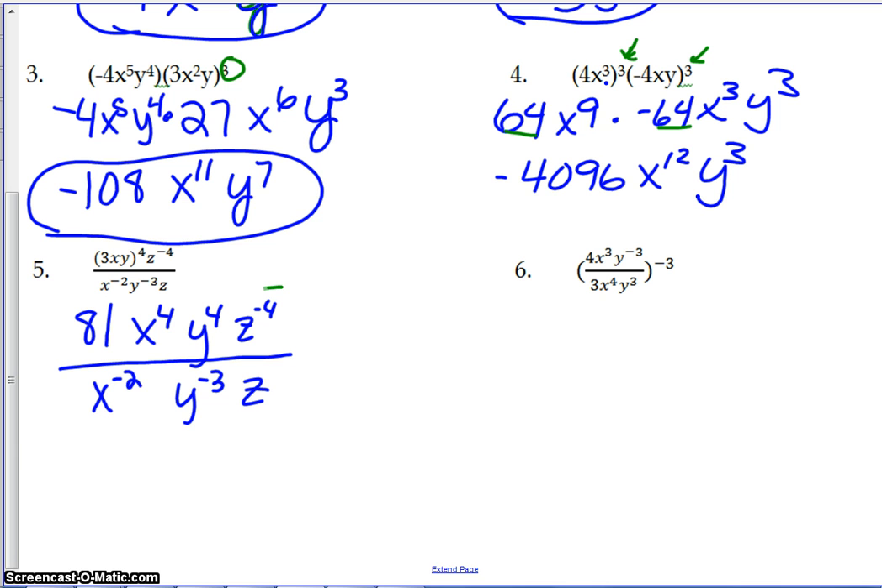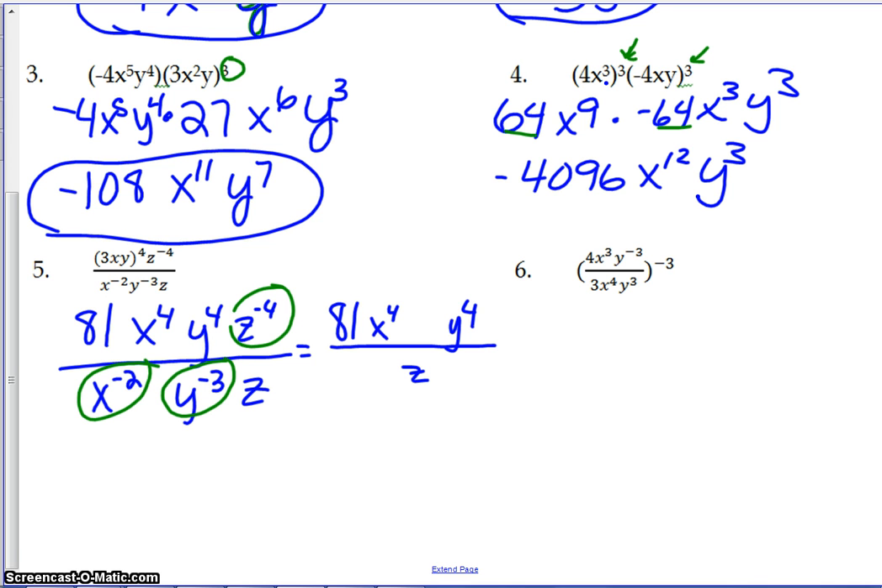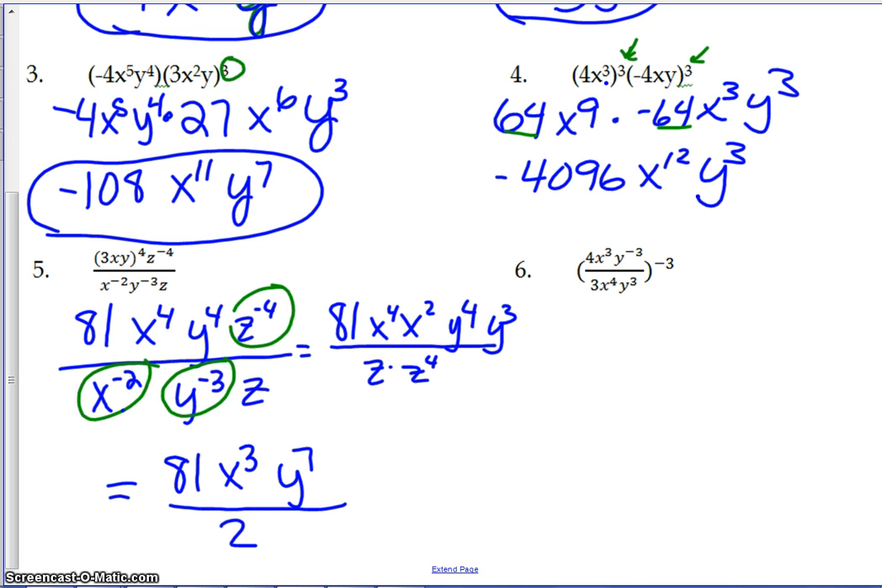My step now is to look at where I have these negative exponents. I have 3 negative exponents. So I'm going to rewrite this and change my negative exponents into positive exponents by having them go on the opposite side of my fraction. The x to the 4th was fine, the y to the 4th was fine. But that z to the negative 4th should come down to the denominator, because it should be z to the positive 4th in the denominator. This x to the negative 2 would become an x to the positive 2. This y to the negative 3 would become a y to the positive 3. And then we had our z that was always in the denominator. So then our final answer would be 81, x to the 3rd, y to the 7th, all over z to the 5th.